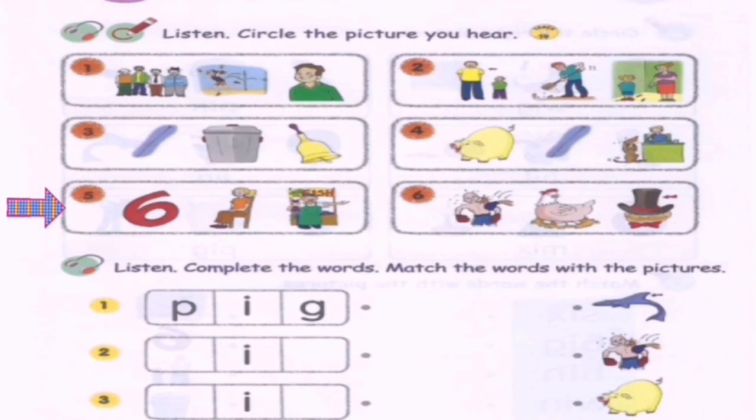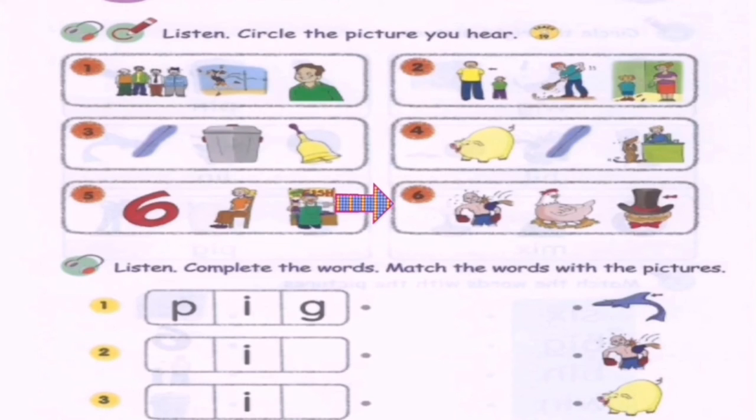Number five, the pictures are six, sit, cell. Now kids, circle the picture of six. And for number six, the pictures are hit, hen, and hat. Again, hit, hen, hat. Now, I want you to circle the picture of hit.